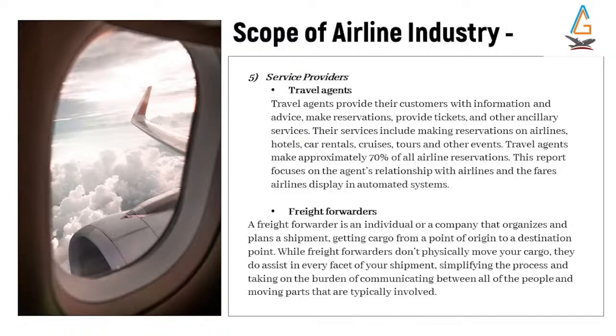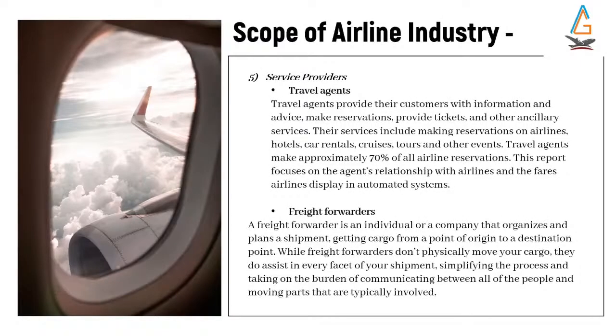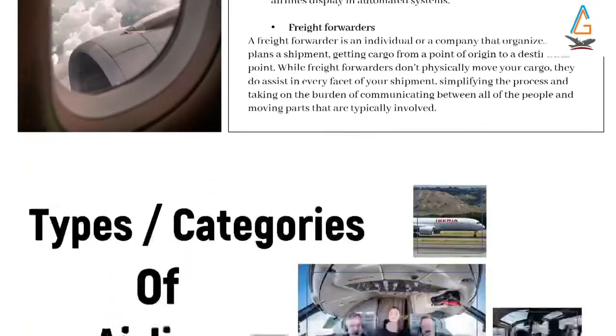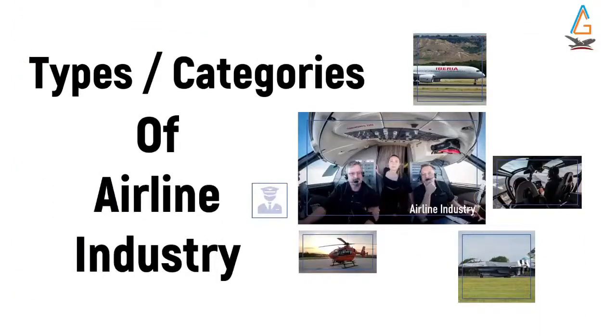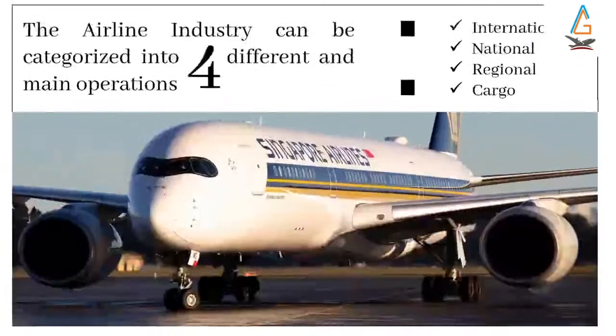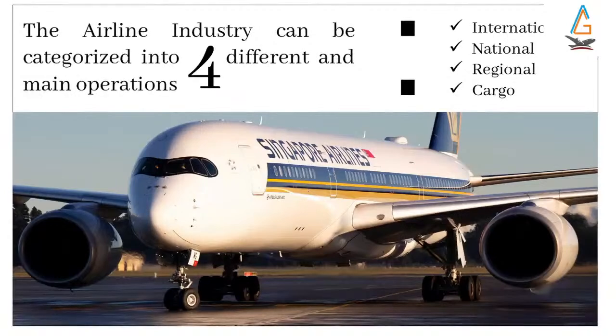With this, we have finished the first sub-content of this unit 1. Then we are going to study the types or categories of the airline industry. There are 4 different types. Let's see what they are: international, national, regional, and cargo.